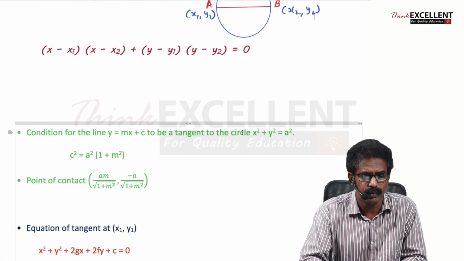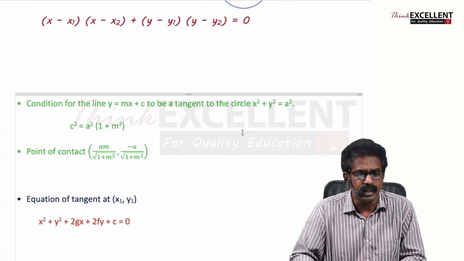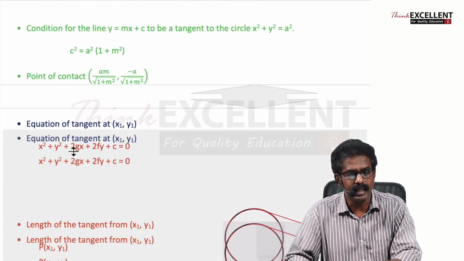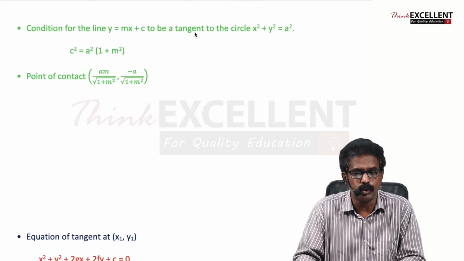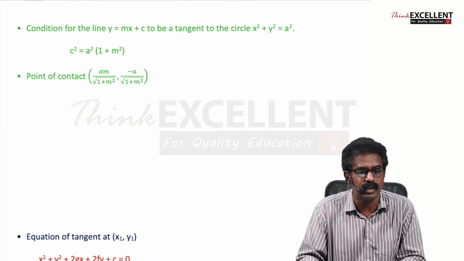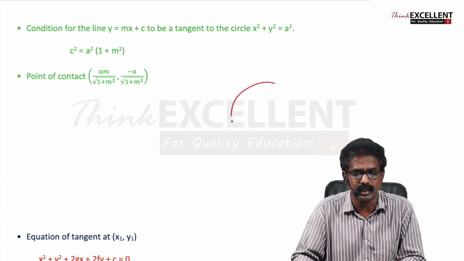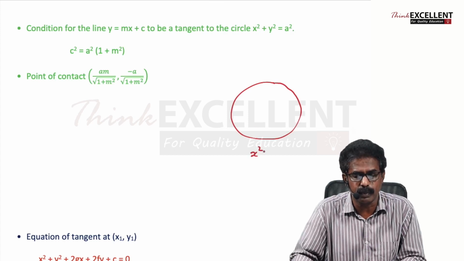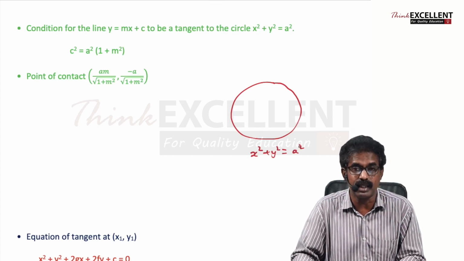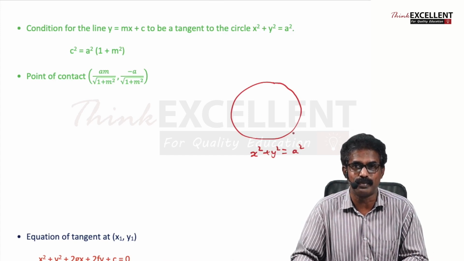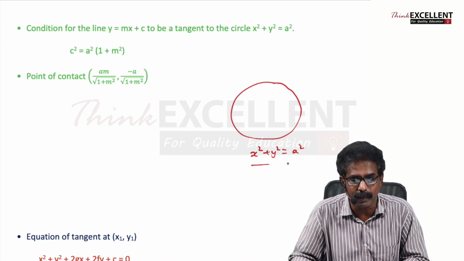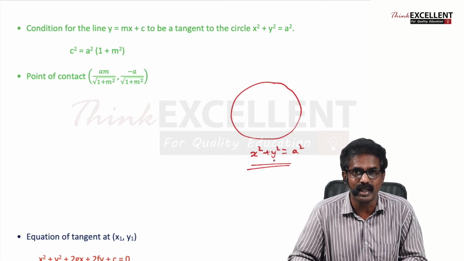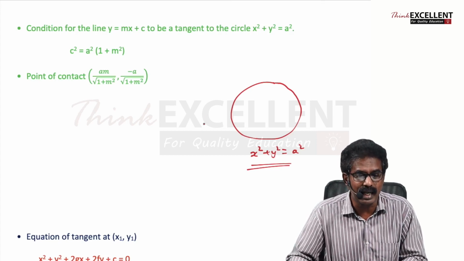Now the next one. Next what we study, the condition for the line y equal to mx plus c to be a tangent to a circle. Suppose a circle is given. A circle is given here and a line is given. This is the circle x square plus y square equal to a square. By seeing this, you know what type of circle it is. Can you tell me the center for this circle? 0, 0. Very good. What's the radius? a units, right?